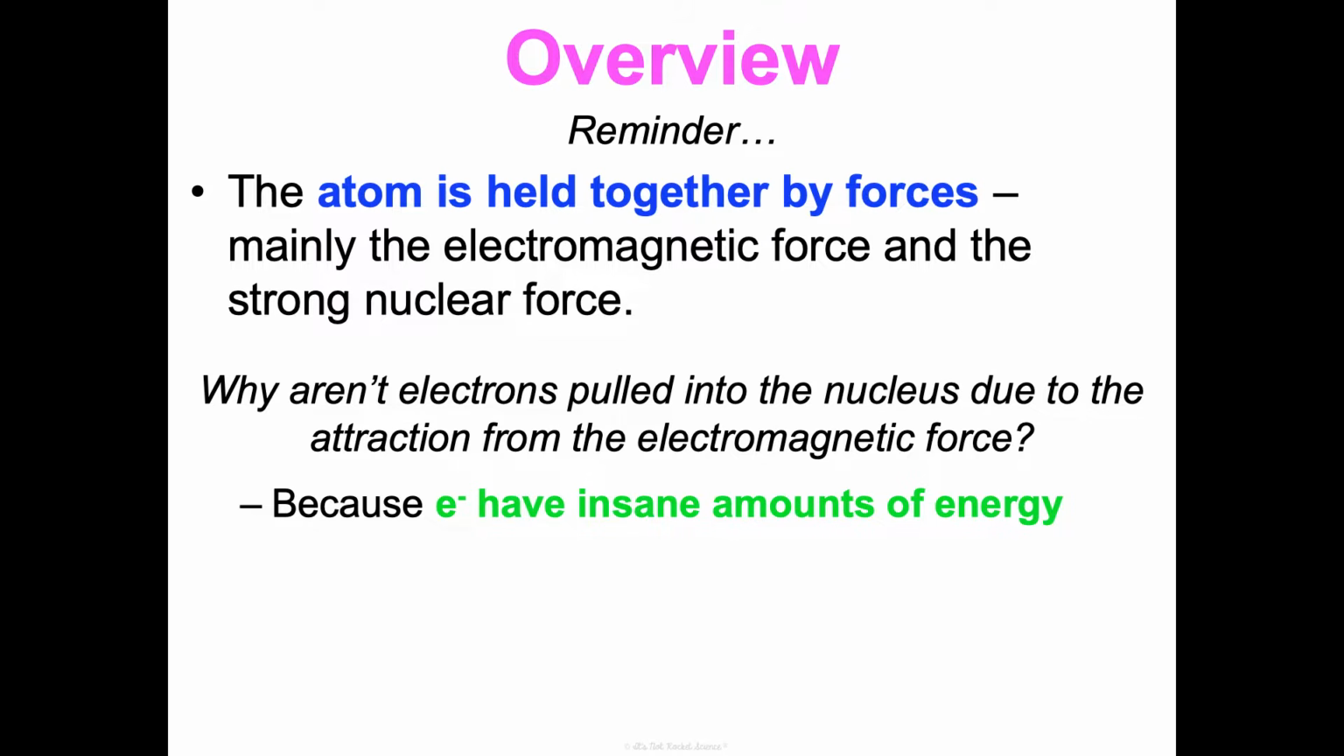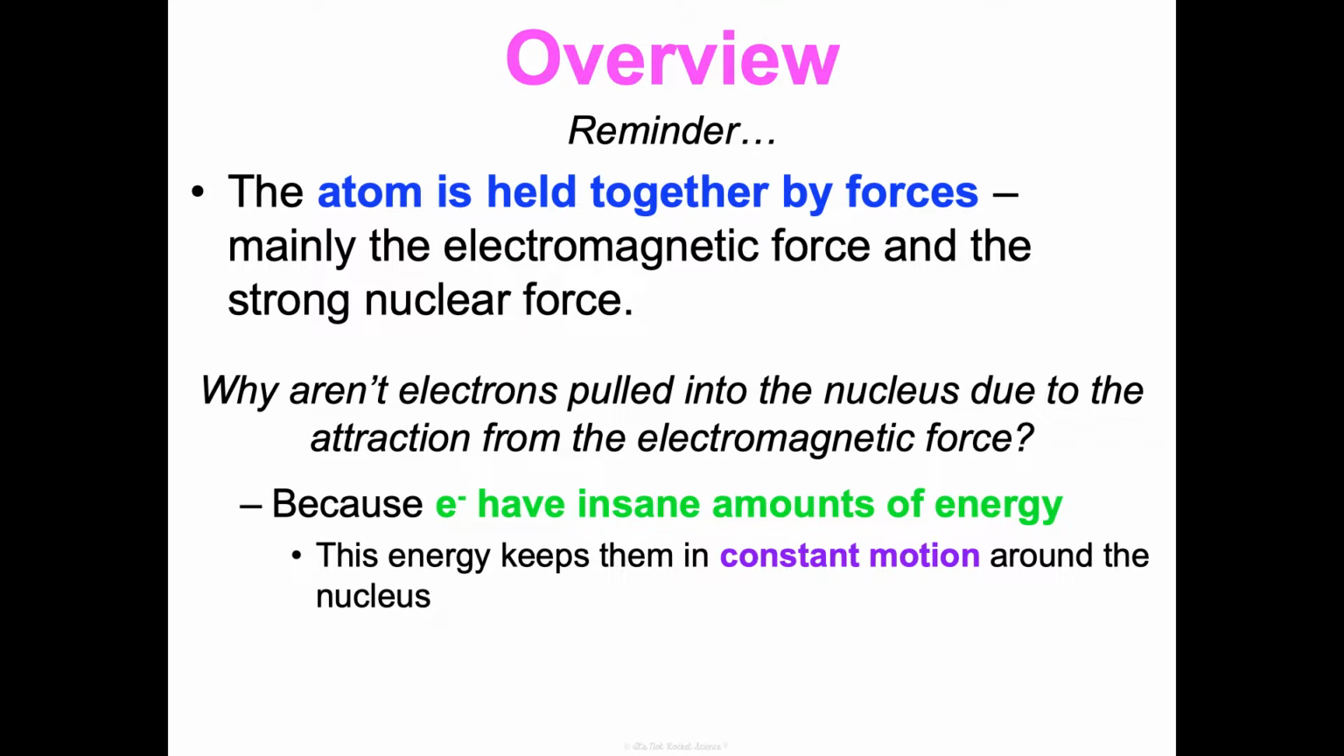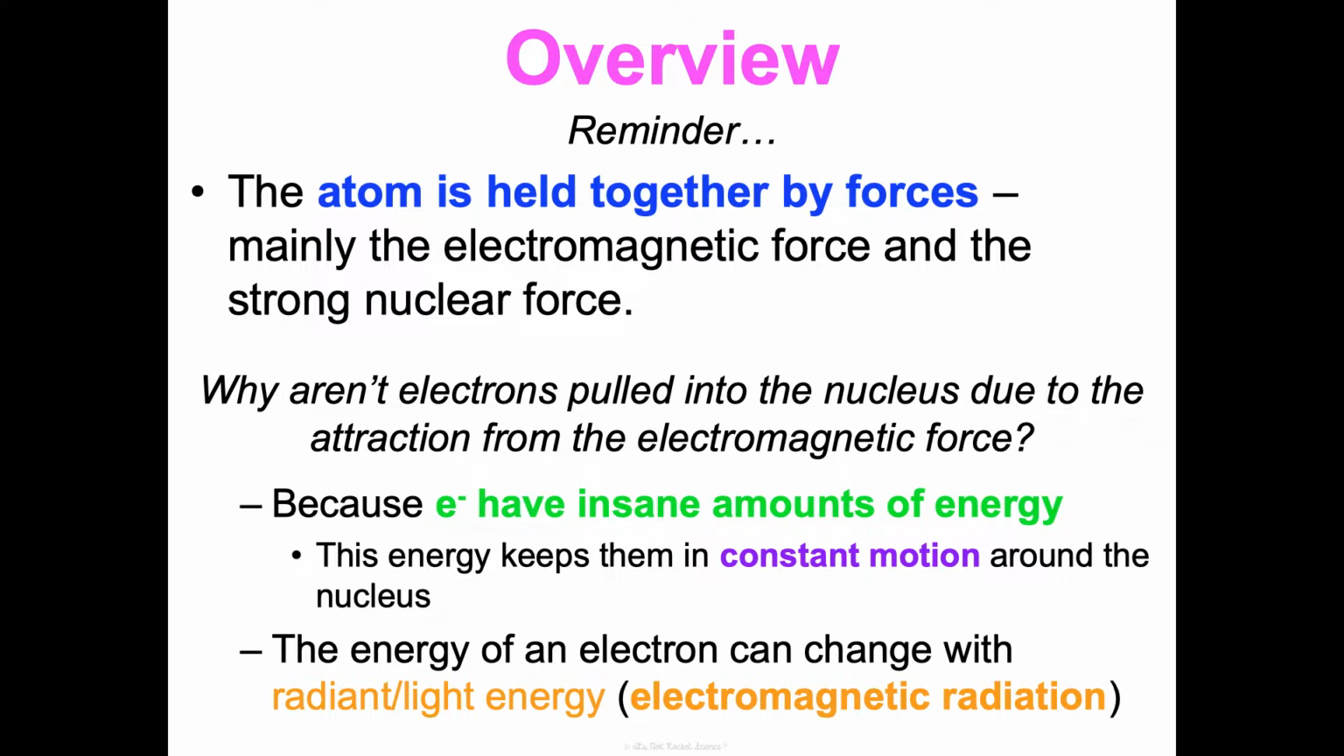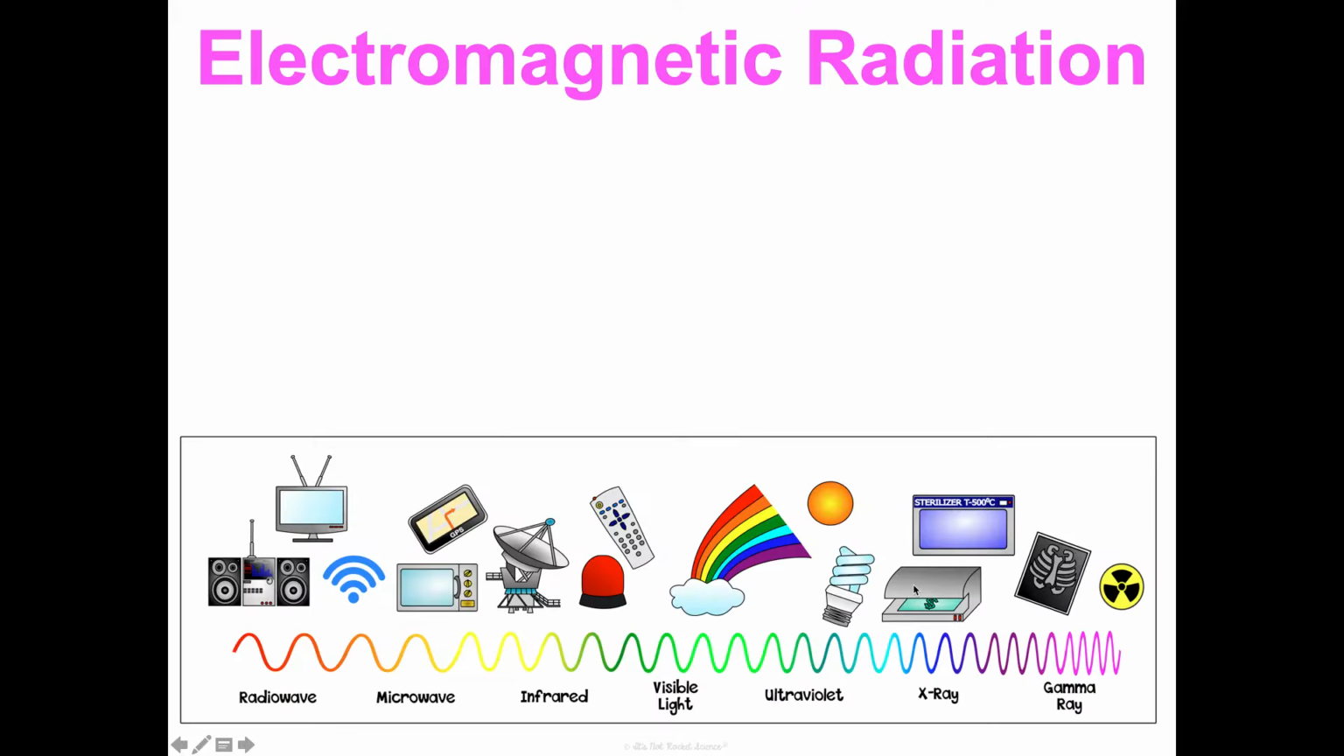And that is because electrons have insane amounts of energy, and this energy keeps them in constant motion around the nucleus. And the energy of an electron can change with radiant energy, also known as light energy, which is also known as electromagnetic radiation. Okay, so this is hopefully familiar to you from physical science, especially if you're one of my students and you had me for physical science prior to taking chemistry. Radiant energy, light energy, electromagnetic radiation, we're talking about the same thing here. So I need you to make sure that's cemented in your brain that these are all the same thing, okay? So a refresher, what's electromagnetic radiation?